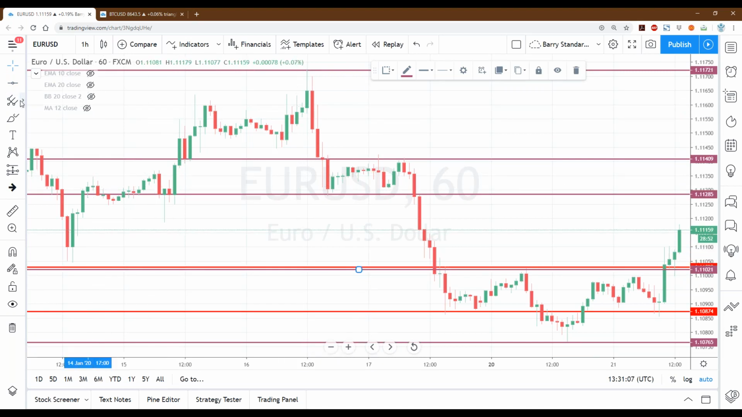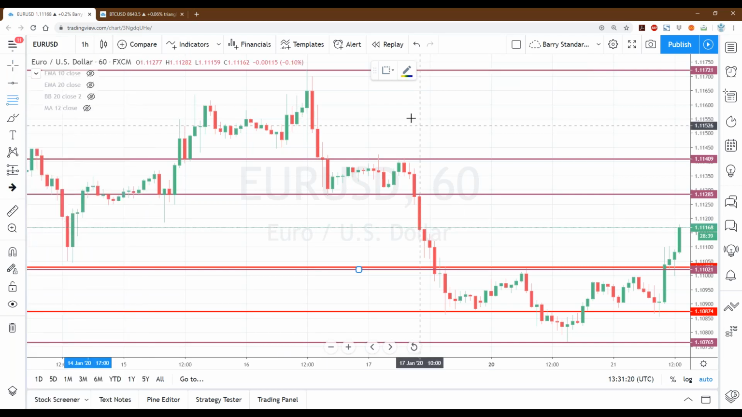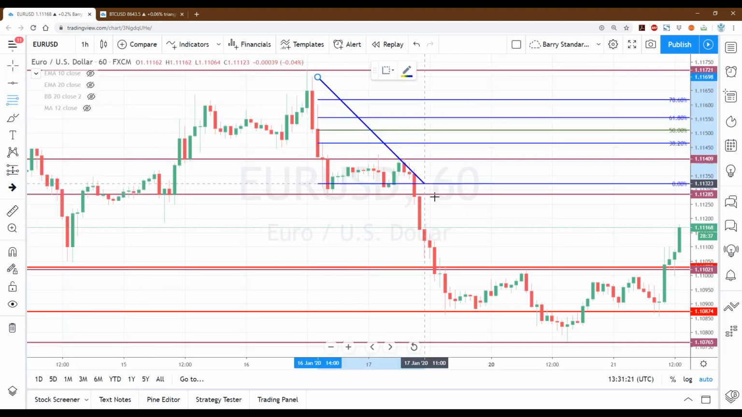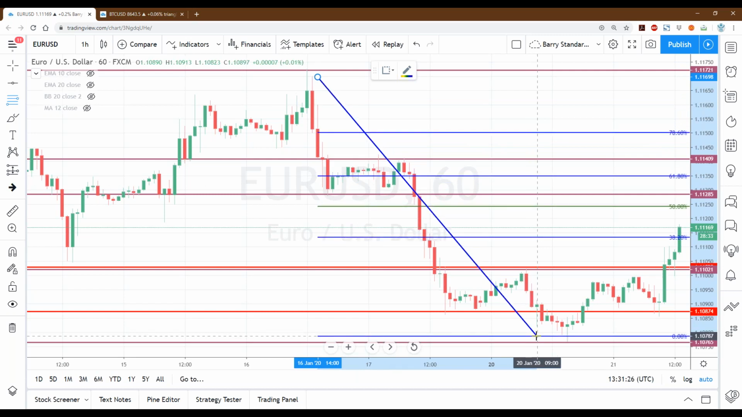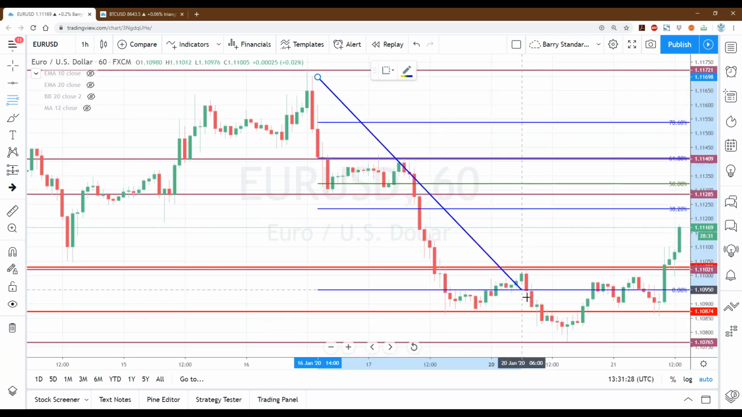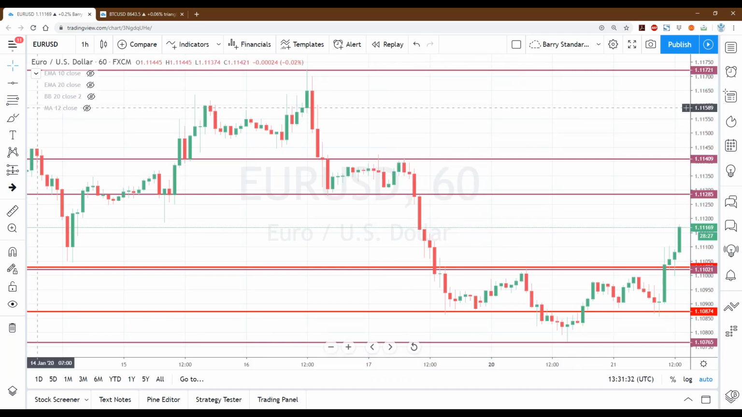So what we would do then is to go to our Fibonacci retracement tool. Where's my Fib tool? Oh, bad boy. Put it on backwards. So let's go do this again.